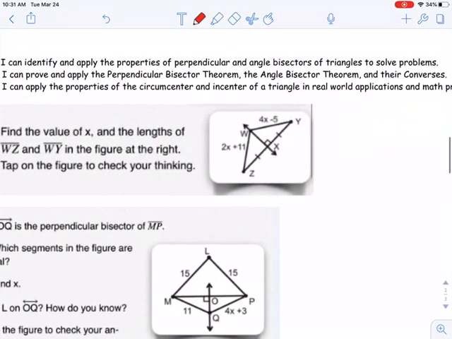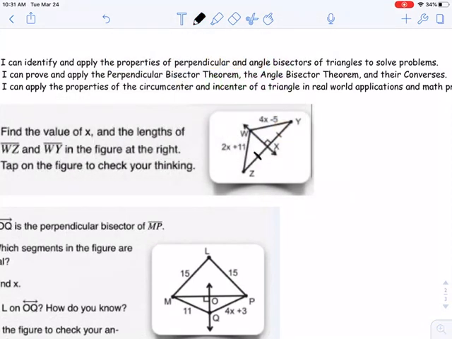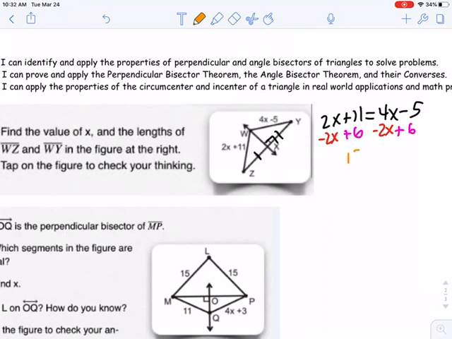Alright, so find the value of x and the lengths of WZ and WY. So remember, perpendicular bisector, so that means that 2x plus 11 is going to equal 4x minus 5. And really that's the punchline right there. Once we get this far, I believe in your ability to solve things. We're going to subtract 2x from both sides and add 6 to both sides. We're going to get 17.